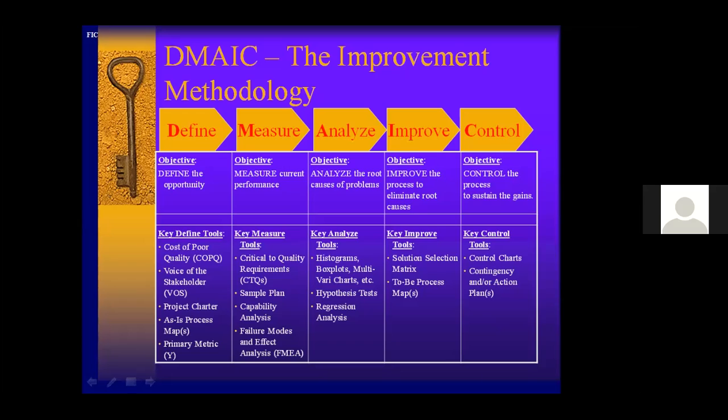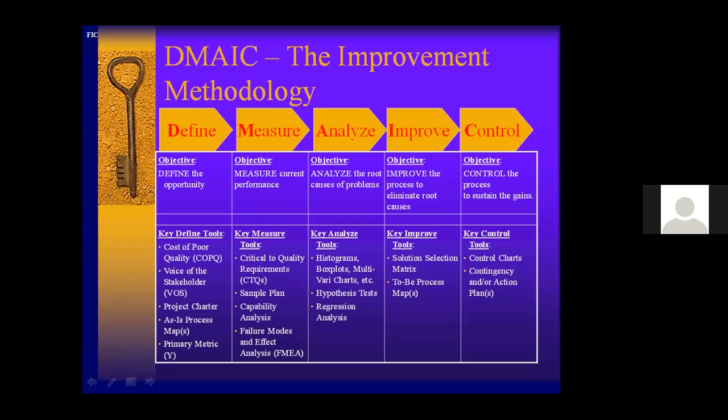For example, for define: the cost of poor quality, COPQ, we have been using it many times. Voice of the customers, or we also call it voice of stakeholders, or VOC. Project charter, it's a project scheduler. Then as-is process map, we also have value stream mapping, then primary metric. These are some of the tools which we can use in the define phase.